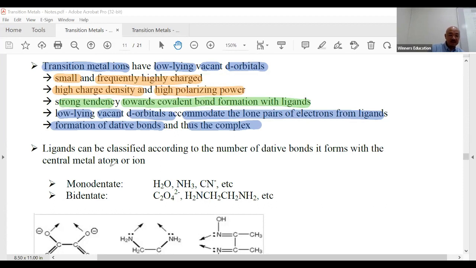Talking about ligands once again, they can be classified based on the number of dative bonds they can form with the central metal atom or ion. Very easy, it comes from all the English words.